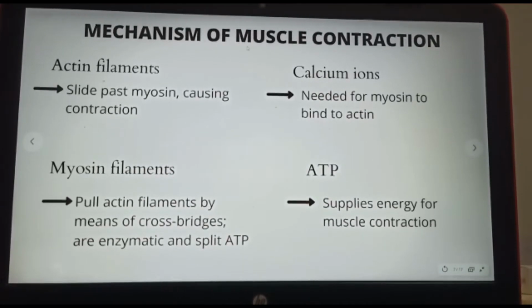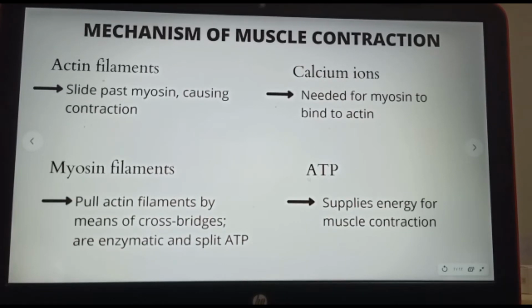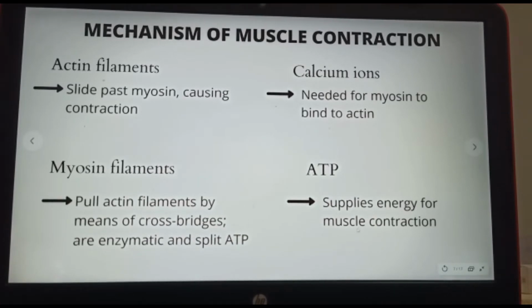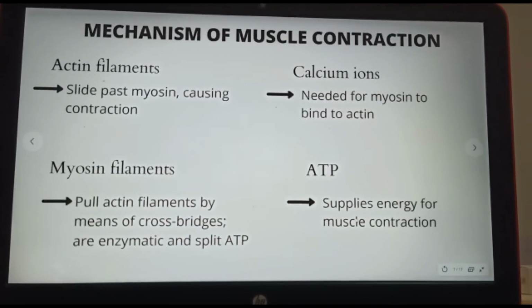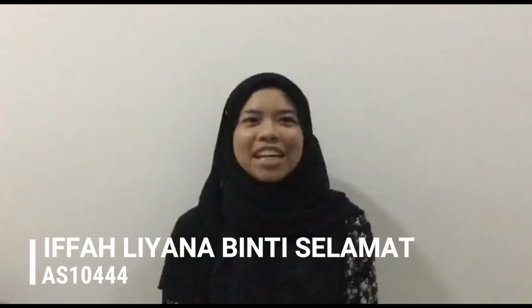As we look into the mechanism of muscle contraction, there are four things: actin filaments, calcium ions, myosin filaments, and ATP. Actin filaments will slide past myosin, causing the contraction of muscle, and calcium ions are needed for myosin to bind to actin. Myosin filaments will pull actin filaments by means of cross bridges, and ATP will supply energy for the muscle contraction.